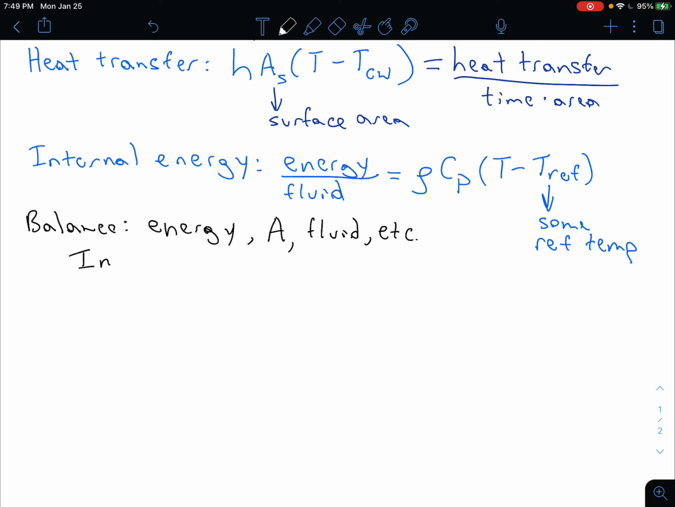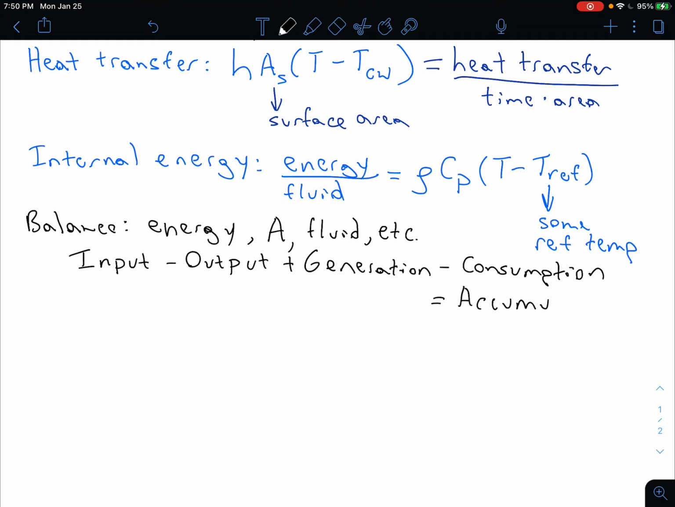Input minus output plus generation minus consumption equals accumulation. So let's talk about what accumulation is.